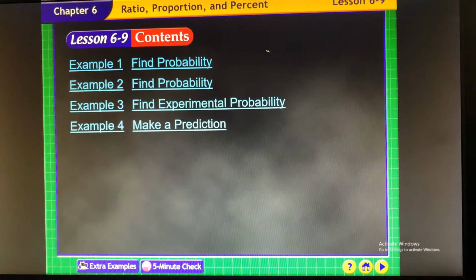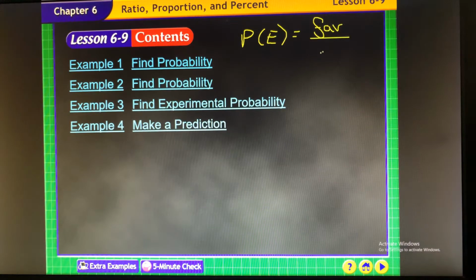makes sense, okay? But the probability of any event is always going to be equal to the favorable outcome that you want over the total outcomes. Always, okay? So keep that in mind. You always want to simplify it. I only need a fraction. You don't need to turn it into a percent.